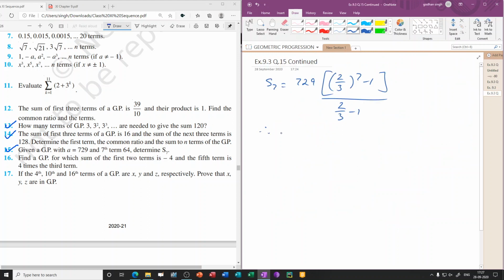Therefore we can say that S7 equals 729 times (2 raised to 7 minus 3 raised to 7) over 3 raised to 7, all over 2/3 minus 1. So we will be getting 2 minus 3 over 3, that will become minus 1 by 3. So S7 equals, we do not keep minus in the denominator, so we will take minus up and the sign will change.